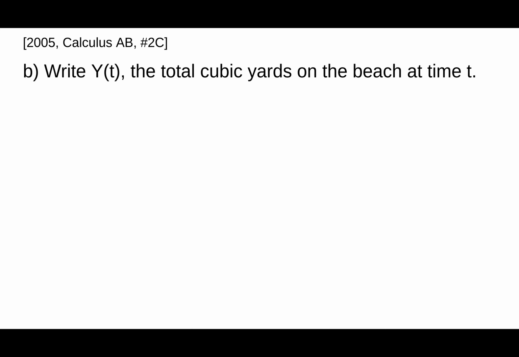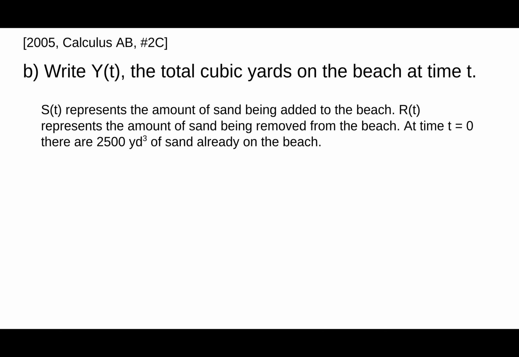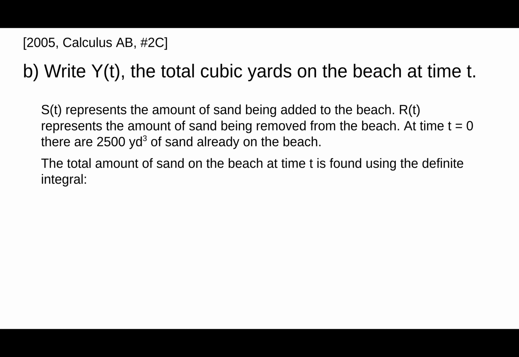In part B, we are asked to write a function y of t, which would be the total cubic yards on the beach at time t. In order to construct our y of t, we have to account for both S of t, representing sand being added to the beach, and R of t, representing sand being removed from the beach, and the fact that at time t equals 0, there's 2,500 cubic yards of sand already on that beach.